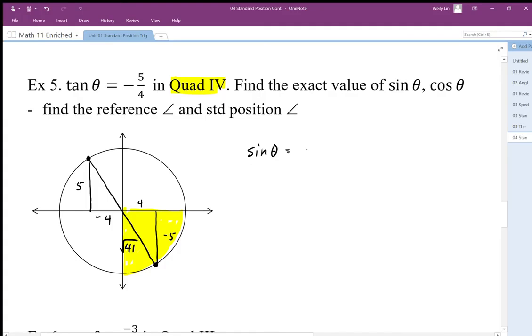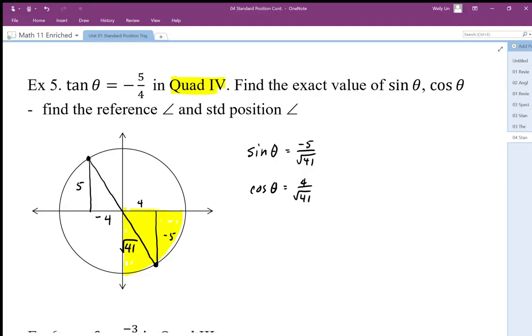Okay, so sine theta is going to be -5 over square root 41 because it's in quadrant 4. Cosine value is going to be +4 over square root 41 because it's in quadrant 4. Okay, if we didn't know the quadrant, there are 2 possible cosine values that we'd have to consider. So for the reference angle here, we'll first have to find out the standard position angle.